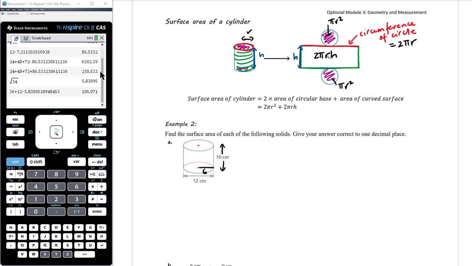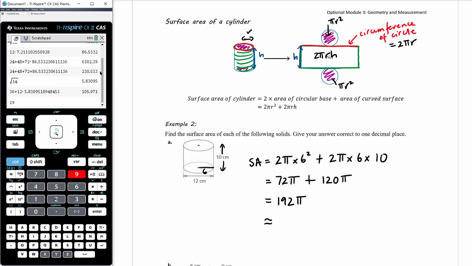Alright, so the surface area is 2 pi r squared, because we've got 2 circles, so 2 pi times 6 squared, plus 2 pi times the radius, which is 6, and times the height, which is 10. Okay, 6 squared is 36, times 2 is 72, so that's 72 pi, plus 6 tens are 60, times 2 is 120 pi, and so adding together 72 pi with 120 lots of pi is 192 lots of pi, which as a decimal, 192 times pi.